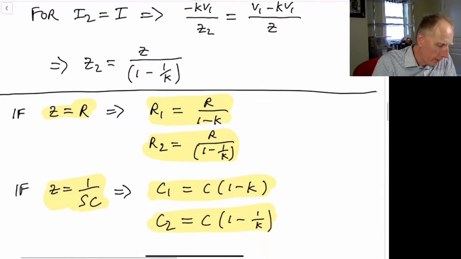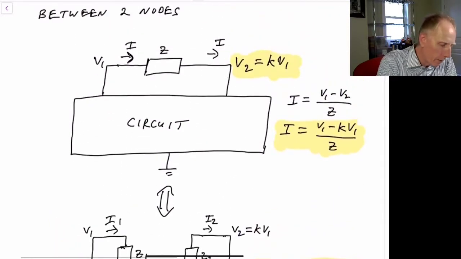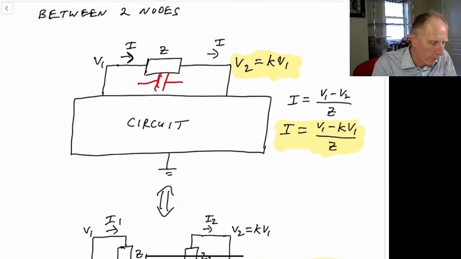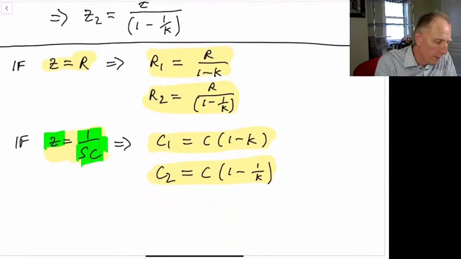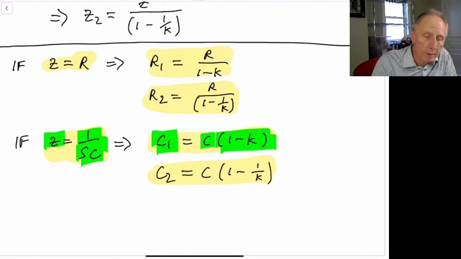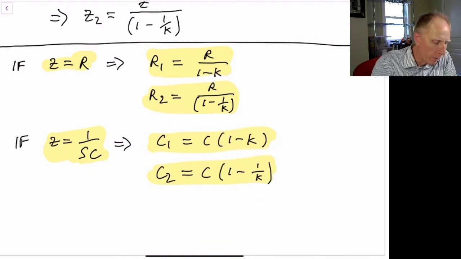However, in the case that the impedance is a capacitor in this location, rather than a resistor, then this has an impedance of 1 over sC. In that case, because 1 over sC is the inverse of a resistance, so C is in the denominator rather than the numerator, we find that the new capacitance C1 will equal the original C times 1 minus K, and C2 will equal the original C times 1 minus 1 over K. So instead of being divided, it gets multiplied in the case of a capacitor.